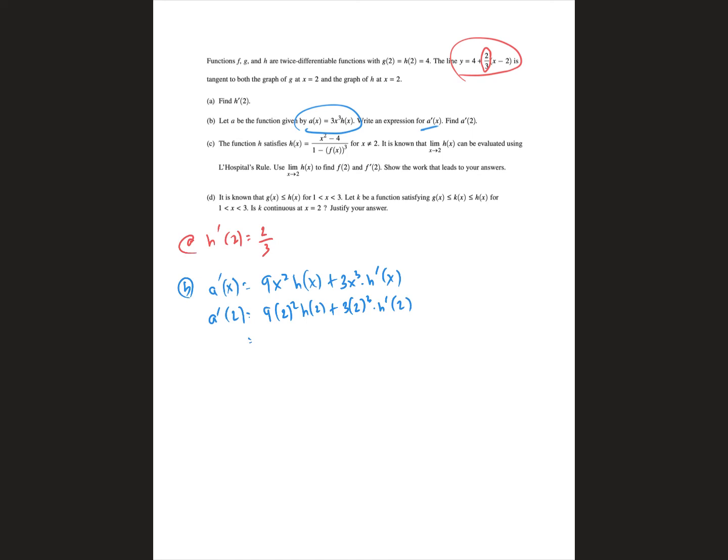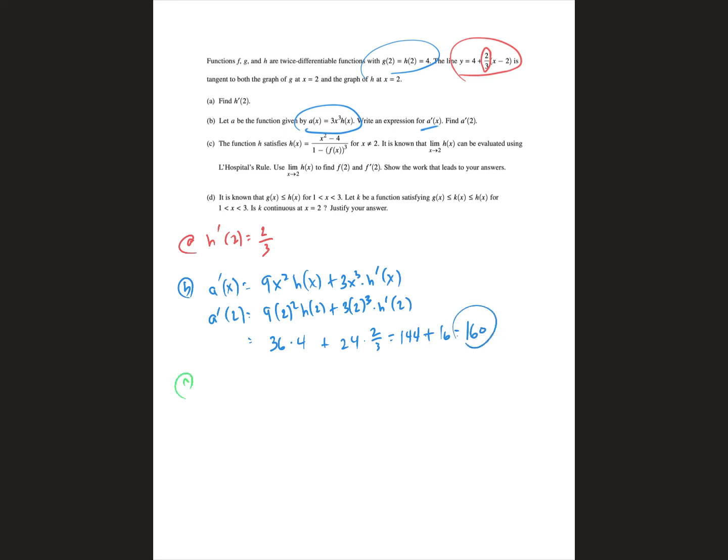So that's 36, and then h of 2, we're told, up here is 4. And then this is 3 times 8, which is 24. And h prime of 2, we found in the first part, which is 2/3. So let's see, that's 144 times 16? No, sorry, not times, plus 16, which is 160.